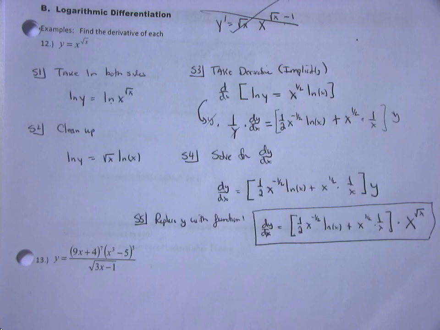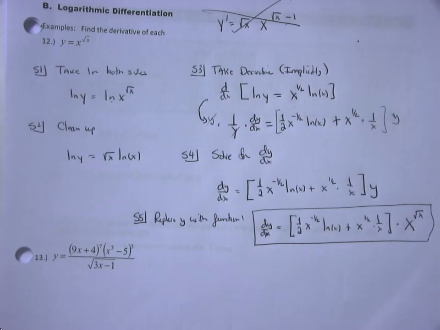Step 1, take the natural log of both sides. Step 2, clean it up. Usually brings down exponents, or multiplication turns into addition, division turns into subtraction. Use my log properties. Step 3, I take the derivative implicitly. And what you've got to remember is when you take the derivative of that natural log of y, it is 1 over y times dy over dx. And then I solve for dy over dx by multiplying by y on both sides, and then I replace y with the original function, which will give me the derivative in terms of x.